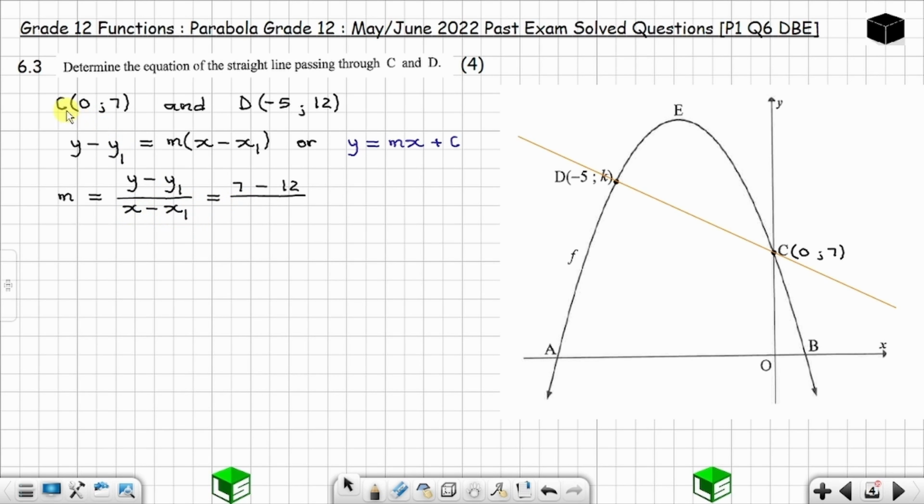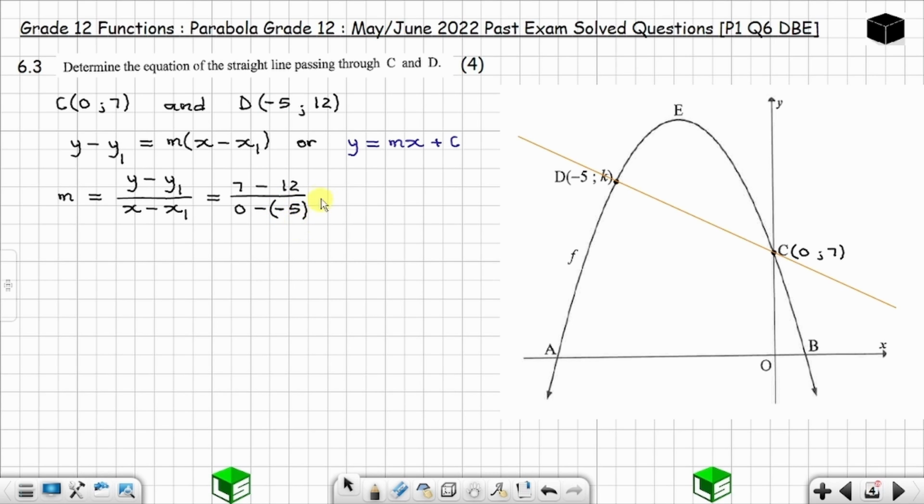I'm starting from C to D, so you should keep that order. If you start from C to D, you do the same even in the denominator. Don't swap around. If you start from D to C in the denominator, you are going to get a wrong answer. If you start from C to D in the numerator, you should do the same in the denominator. So my x from C is 0 minus my x1 from D, which is -5.